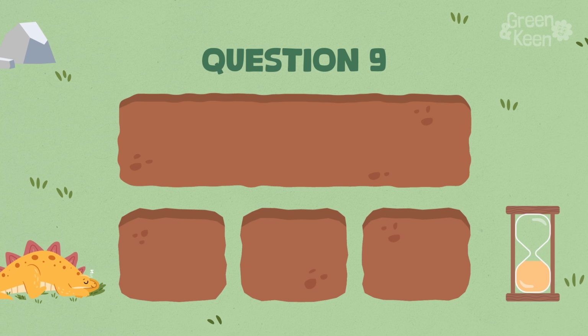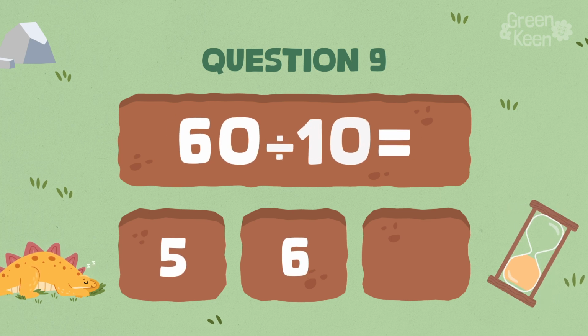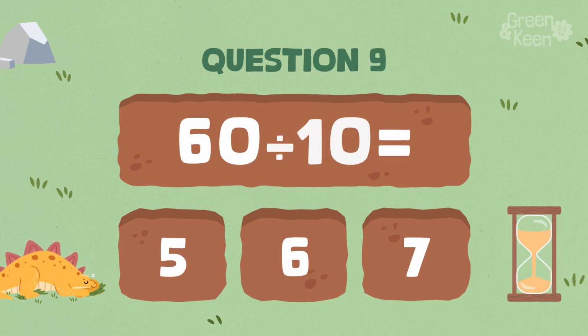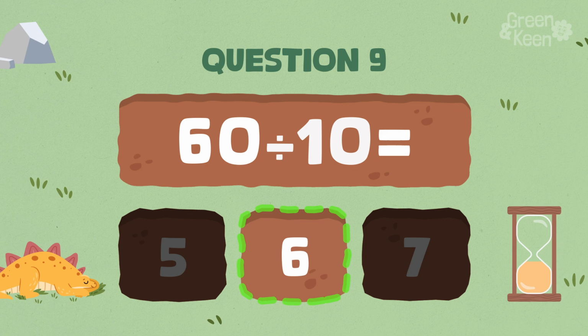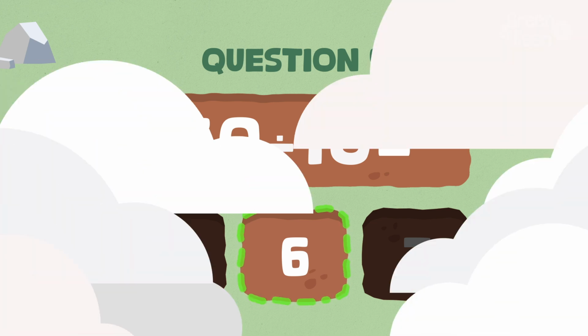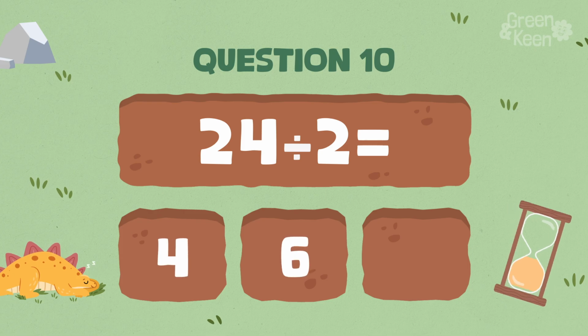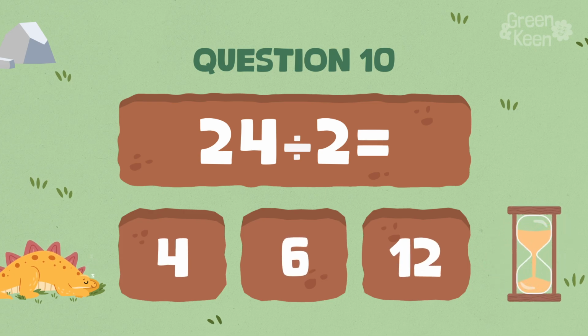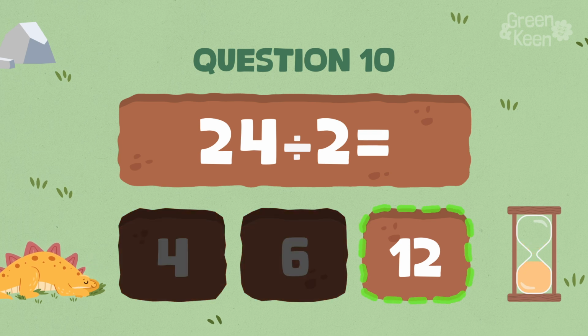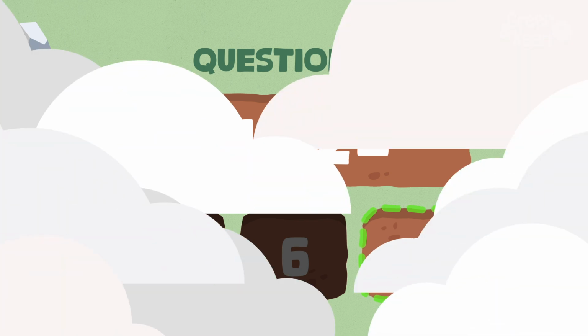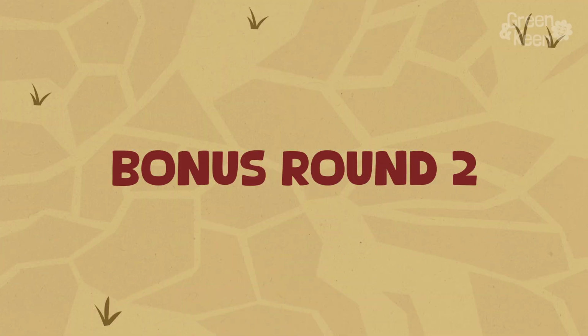Question number 9. 60 divided by 10 equals... The answer is 6. Question number 10. 24 divided by 2 equals... The answer is 12. Get ready for bonus round.